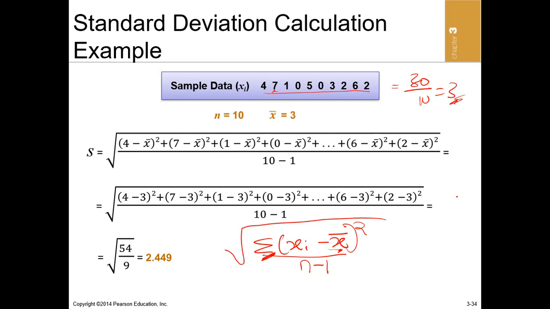When you do that, you sum everything, then you divide it by the sample size minus 1, which is 10 minus 1. So the variance will be 54 divided by 9, which is 6. That's the variance. When you find the square root of 6 to get the standard deviation, it is 2.449. So that is how we compute the sample standard deviation.